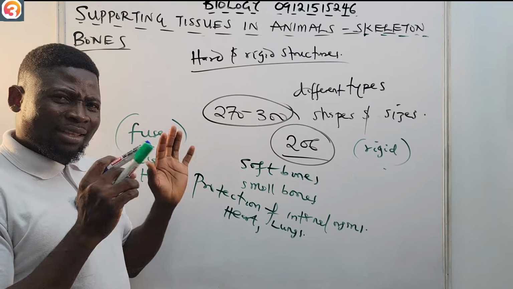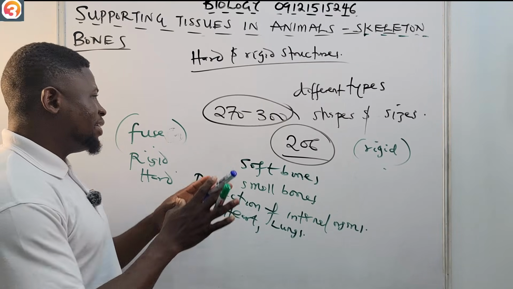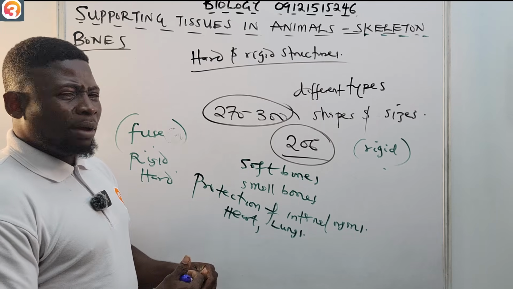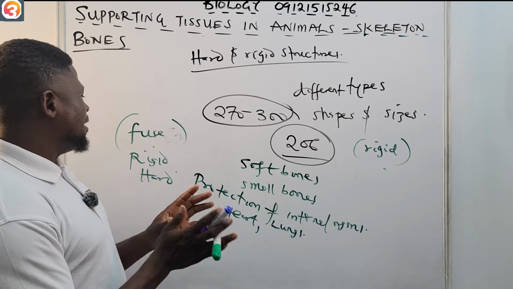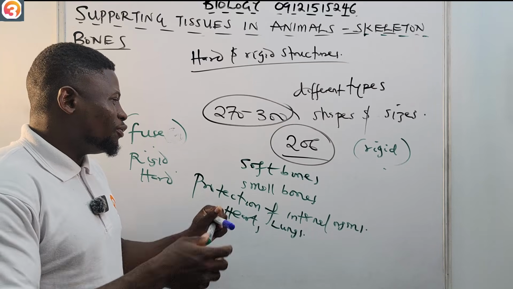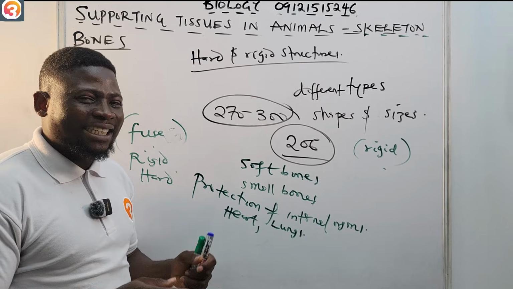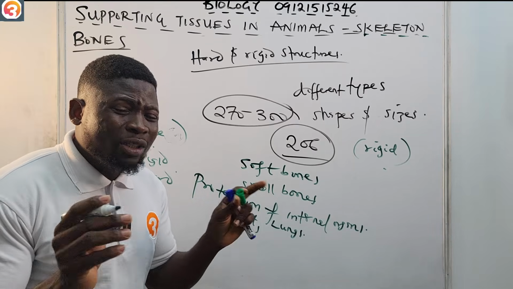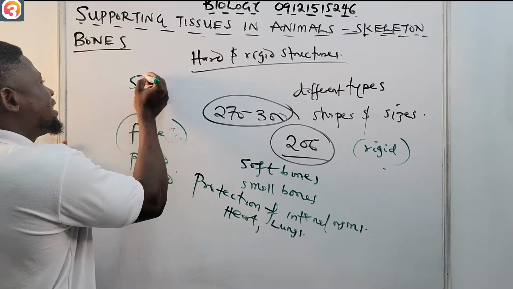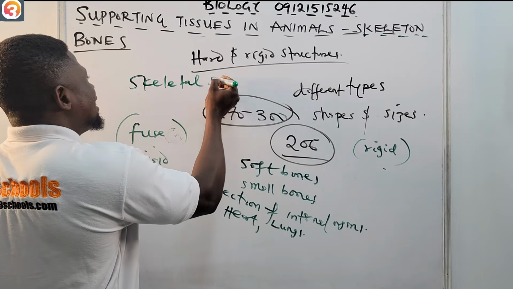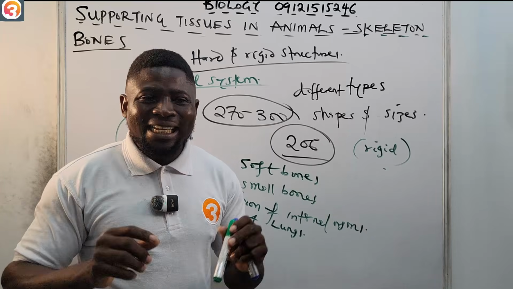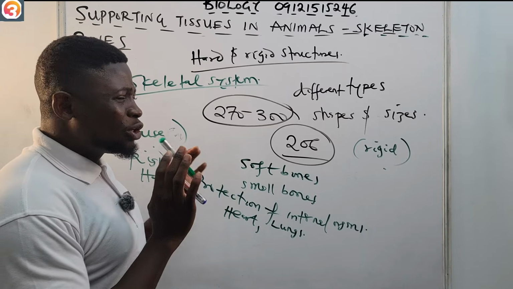And the reason is because baby bones are very, very soft. They are very small. They are not rigid. But when they mature, the bones fuse together. They now become rigid and hard. And bones play a vital role in protecting internal organs like our heart and our lungs. So bones come together to make up our skeletal system. Please take note of that.